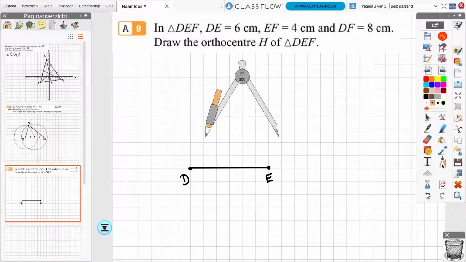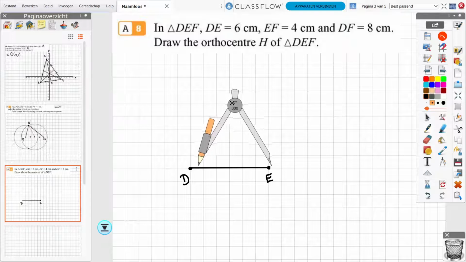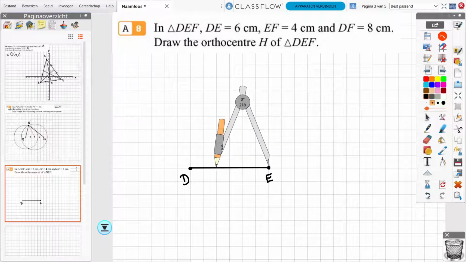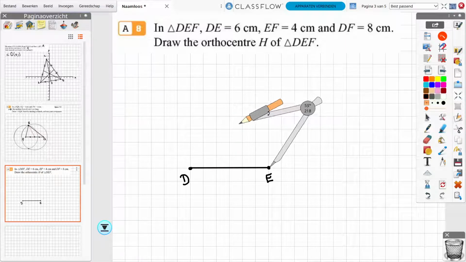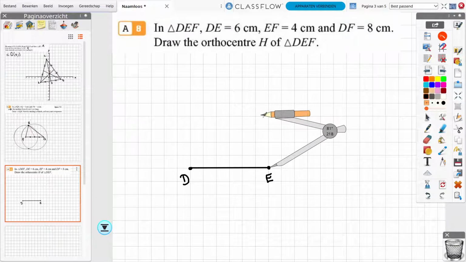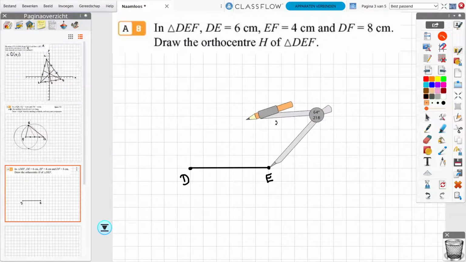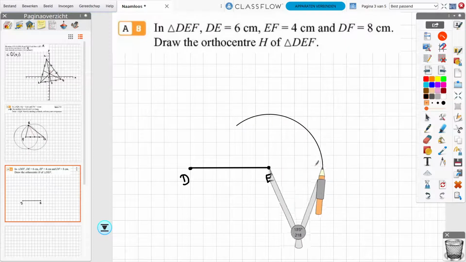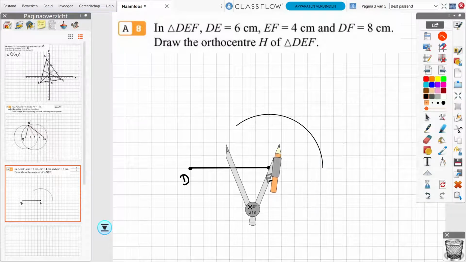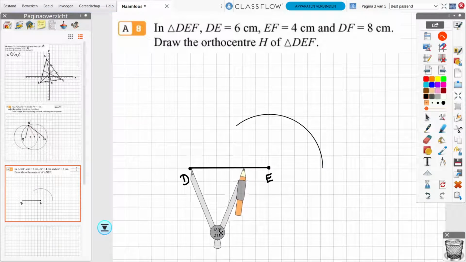Remember, if you want to do something like that, you have to use your pair of compasses here. So here, measure out 4 centimeters. I'll do it in a bit of a smaller font. And you can draw the whole circle if you want to. I'm going to draw a part of it because I know I don't need every part of the circle. Because D to F is 8 centimeters.